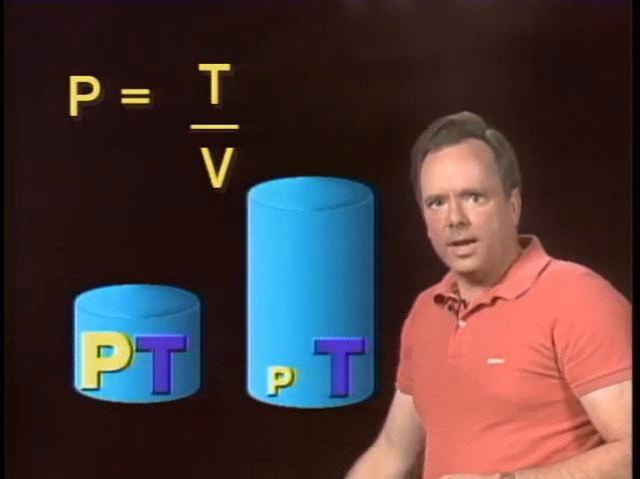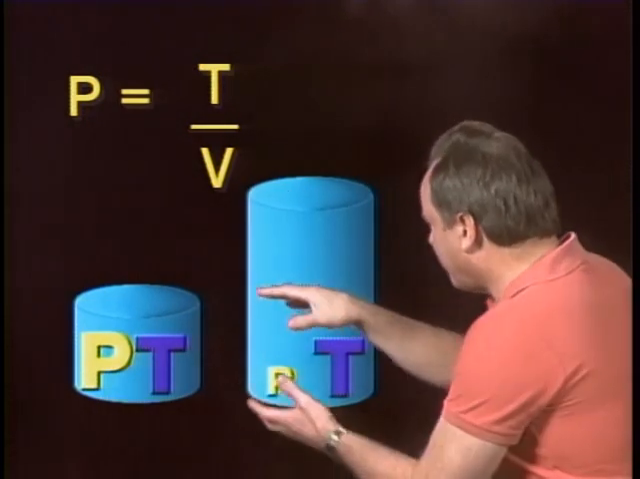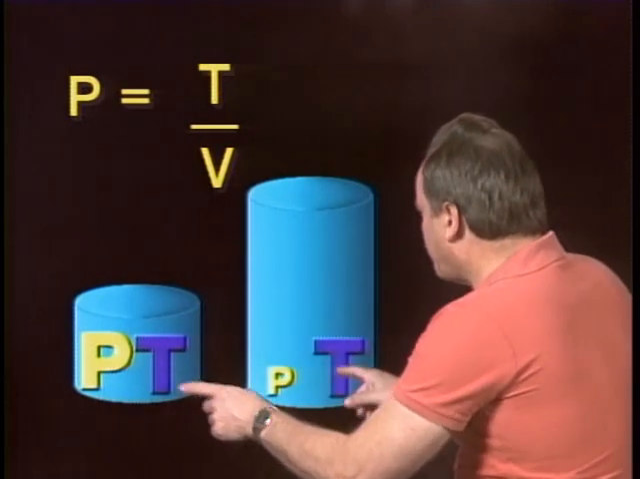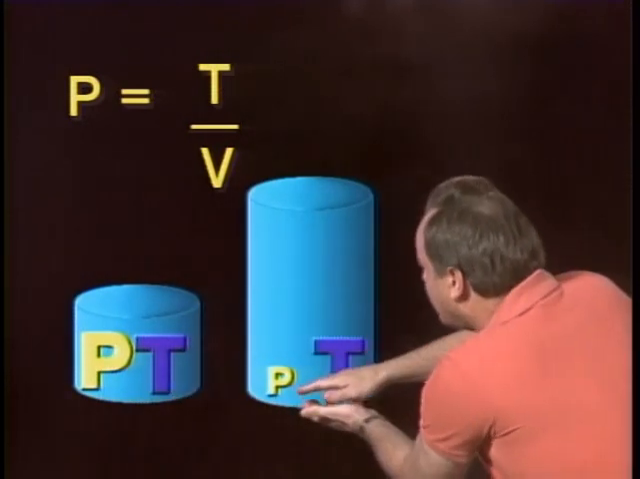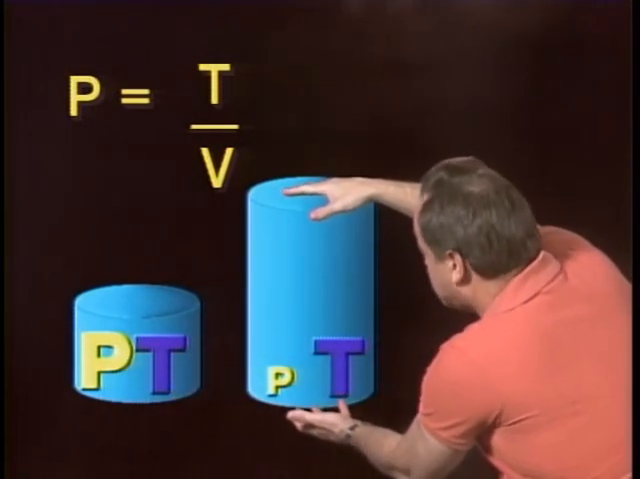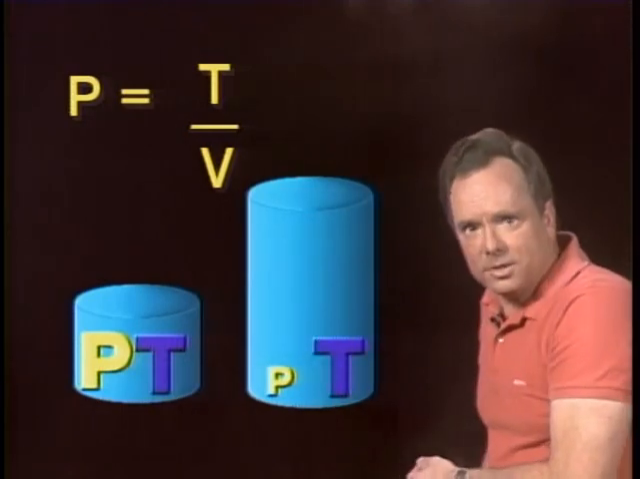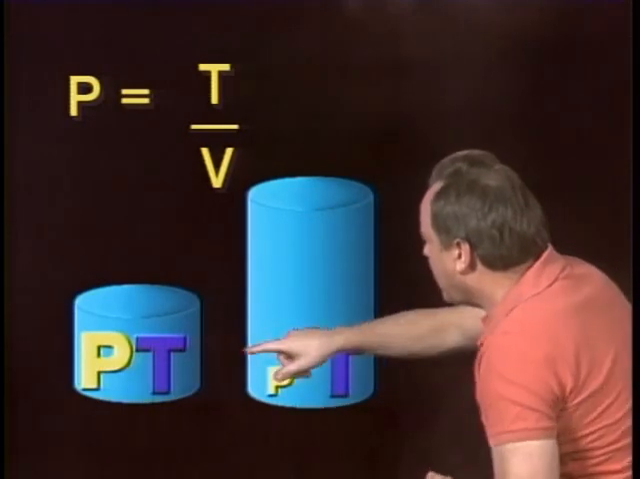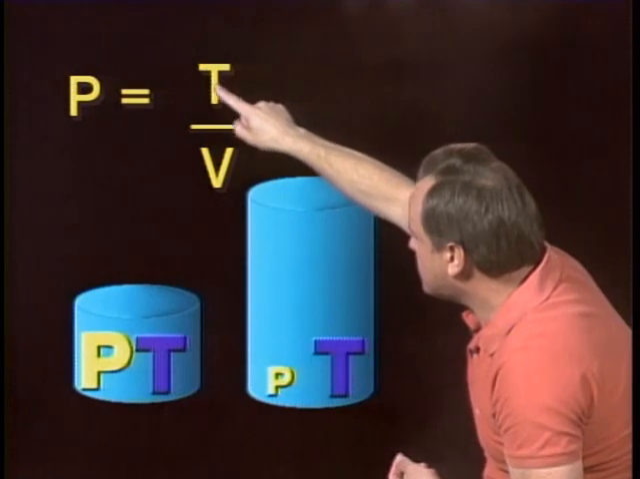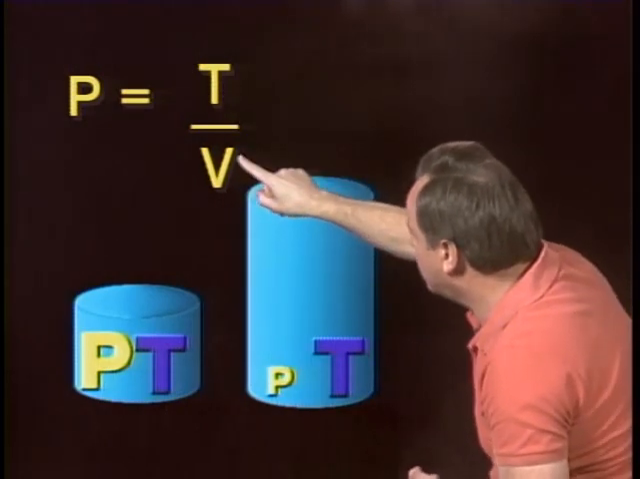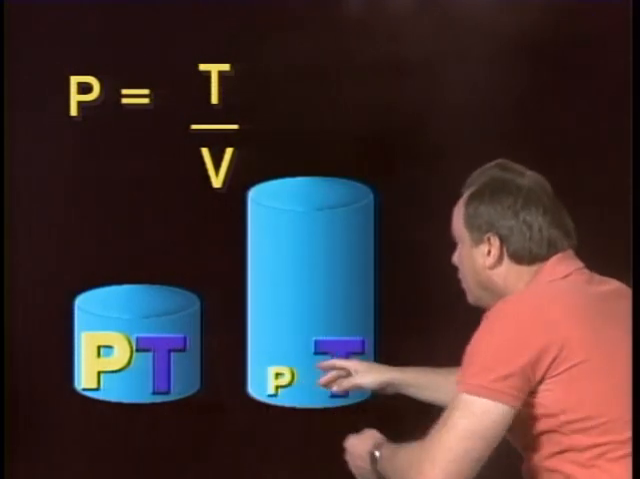Now, here's the way they're going to ask you a question about this. They say you have a confined gas, and the temperature of that gas stays the same, and the volume of that gas, the volume of the container that it's contained in, doubles. What would happen to the pressure? Well, if the temperature stays the same and the volume doubles, you can see the pressure would be less.